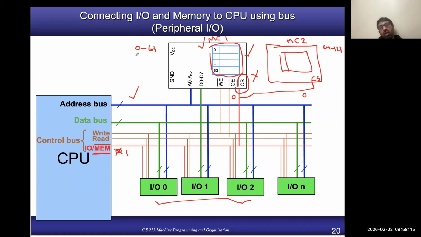What I want is the first one to be enabled if the address is in the range 0 to 63, because it has the first 64 locations. And I want the second one to be enabled if the address is in the range 64 to 127, right? So this configuration, this solution, will not work when you have multiple chips connected with your CPU.